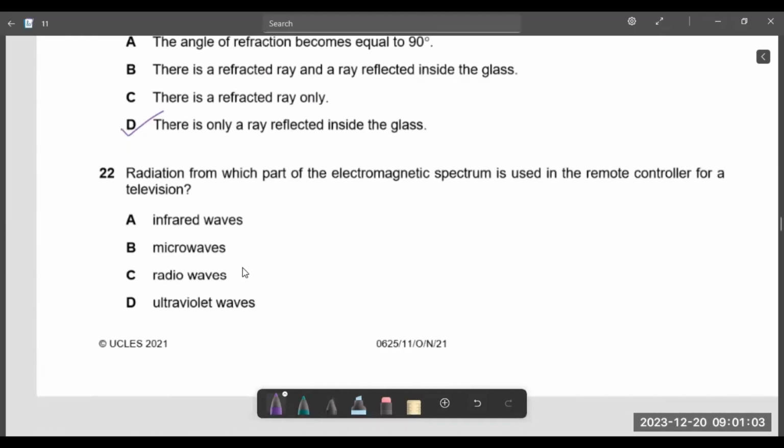Next, radiation from which part of the electromagnetic spectrum is used for a remote controller? For a remote controller, we are using IR rays. That is option A, infrared waves.